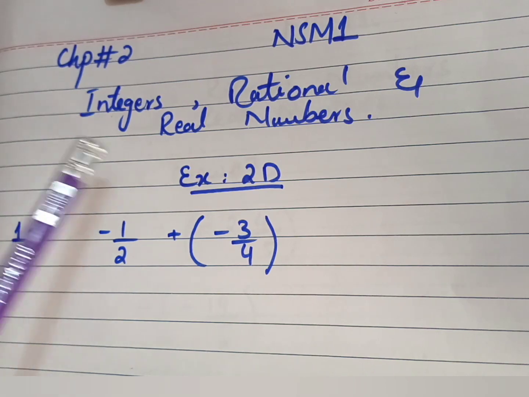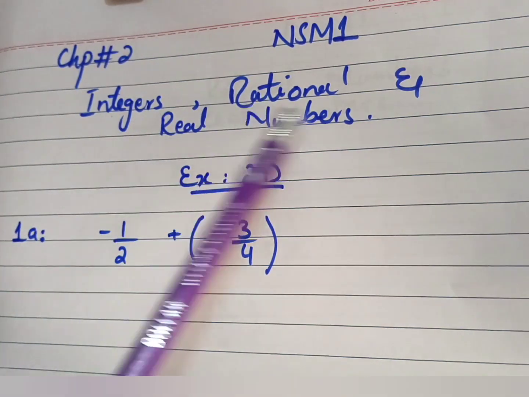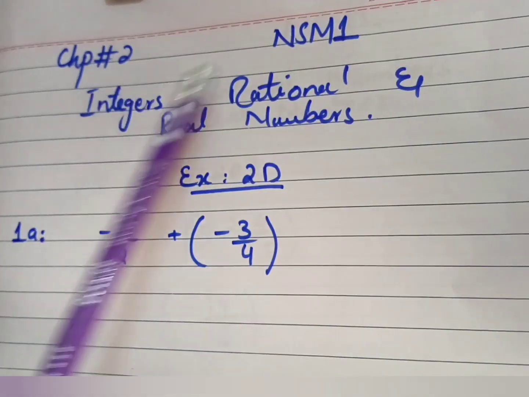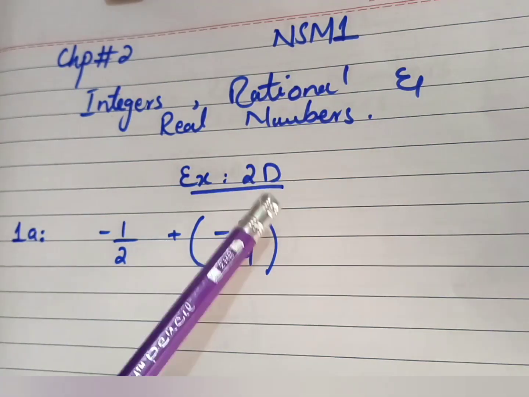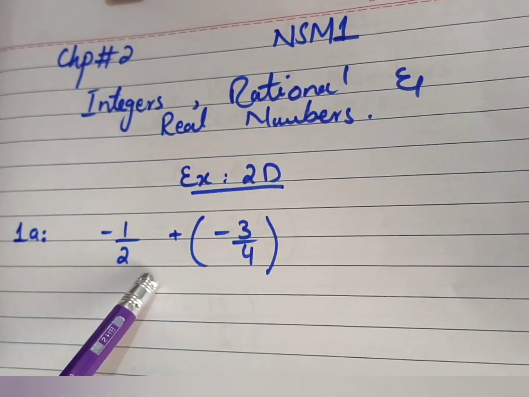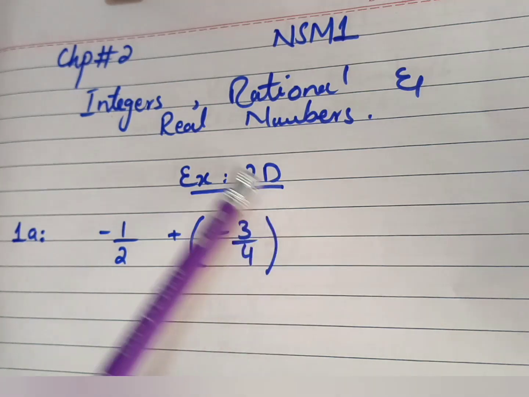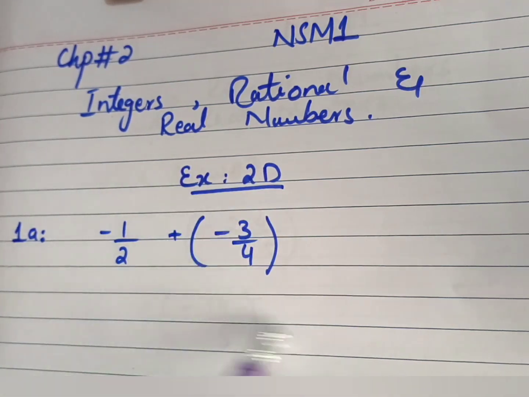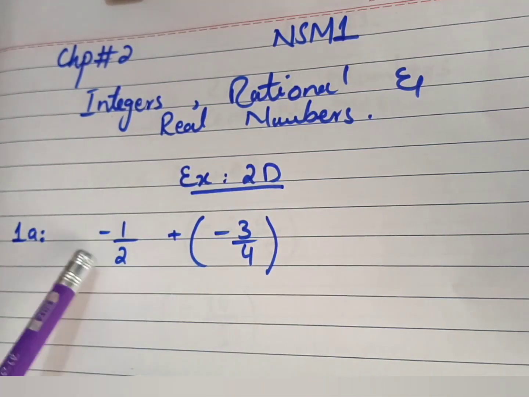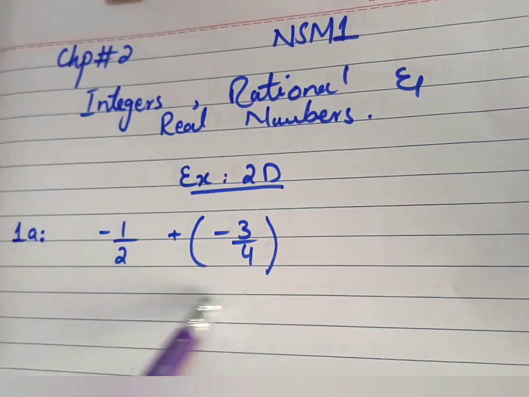Students, I am here with the topic of integers, rationals and real numbers, chapter 2 NSM 1, exercise 2D question 1 part A. Okay, we have this question. If you look at the question, there is a bracket with a plus minus sign. So we have a fraction involving positive and negative numbers. So let's start the question.